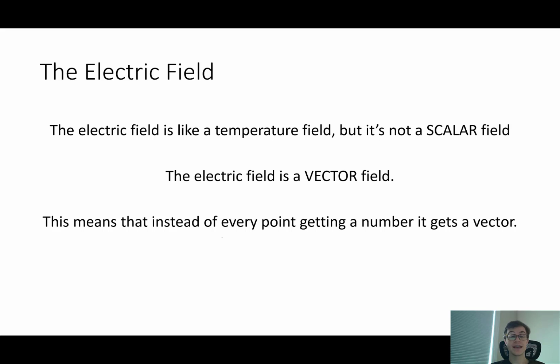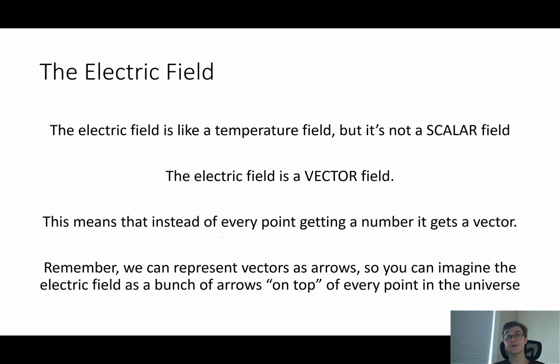And that means that in every single point, instead of having a number, like 20 degrees Celsius, it gets a vector. And remember, we can represent vectors as a bunch of arrows. So you can imagine the electric field as basically being a bunch of arrows. There's an arrow on top of every single point in the entire universe. Right here above my head, there's an electric field vector pointing in some direction. Right there above your head, wherever you are, there's an electric field vector pointing in some particular direction.